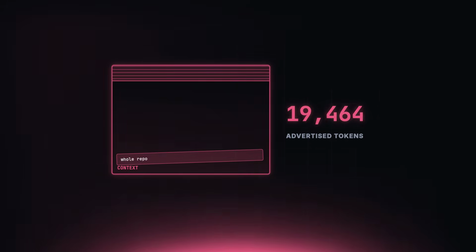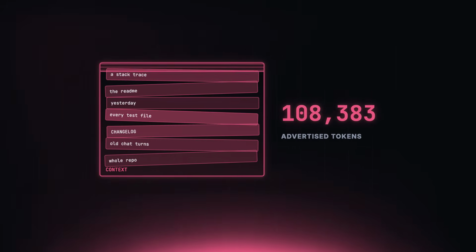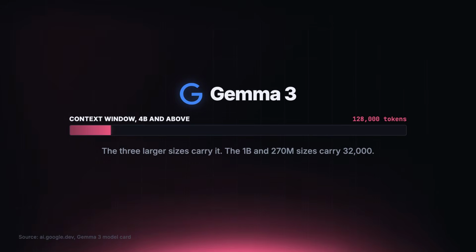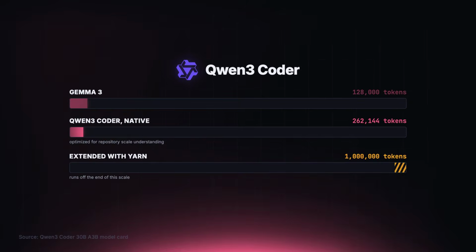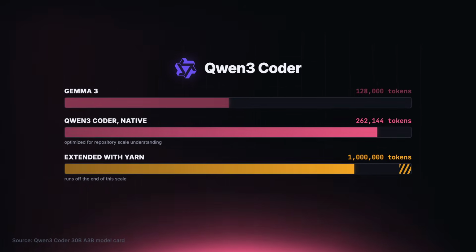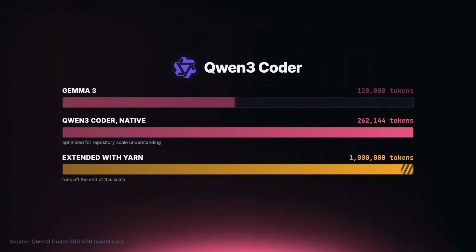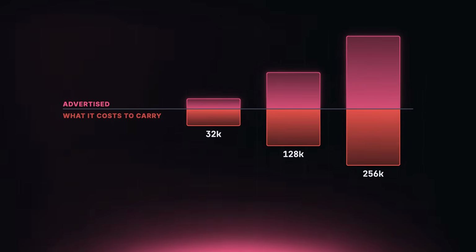The next mistake is turning the context window into a storage unit. Modern local models advertise enormous context numbers. Gemma 3 has versions listed with a 128,000 token context window. Qwen 3 Coder advertises long context for repository scale work. Some models talk about 256,000 tokens or even more. That sounds incredible. And it is incredible, but long context is not free.